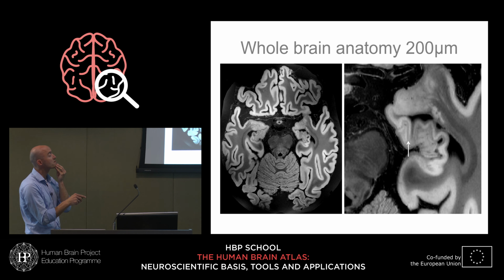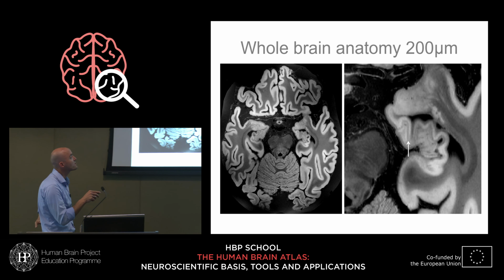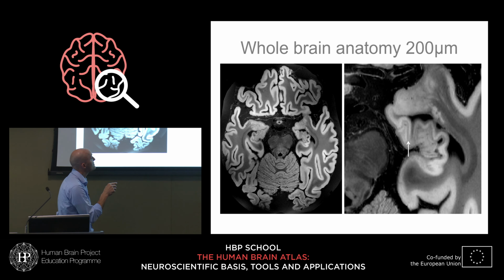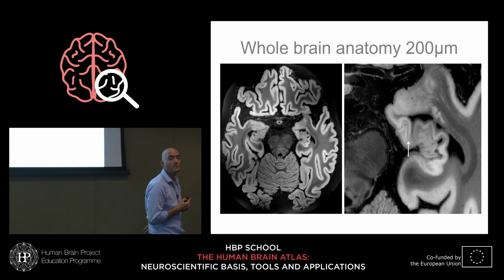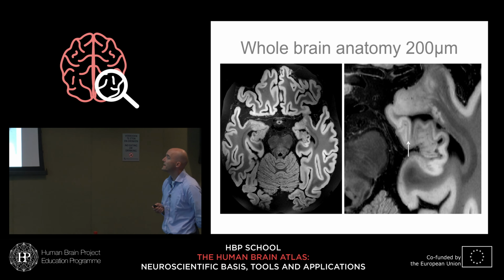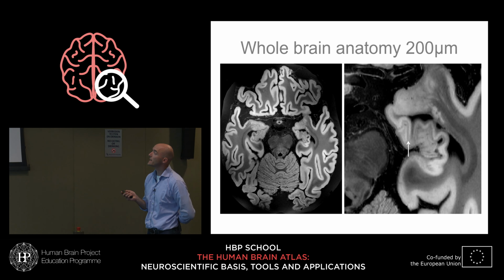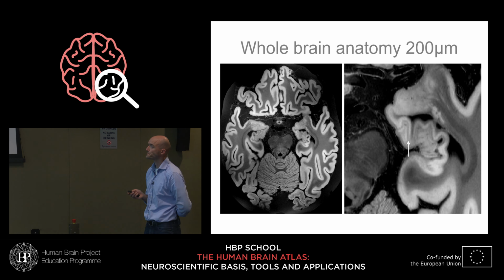But you do see that there's a very nice contrast between white and gray matter. There's even some contrast inside the white matter, where you can see that certain white matter tracts that are more or less myelinated stand out, which is also interesting. And then if we magnify a little bit, you can already see that at this resolution of 200 microns, we can start to see some of the layered structure of the hippocampus.